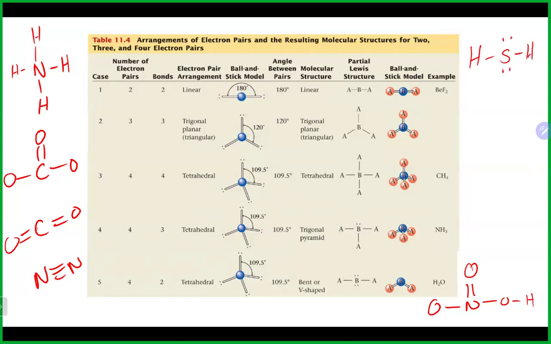There we go. All right, so we're going to look at the central atom. Number of electron pairs is how many in that case? 4. Number of bonds is 4 as well. So 4 electron pairs and 4 bonds means the electron pair geometry is going to be tetrahedral.